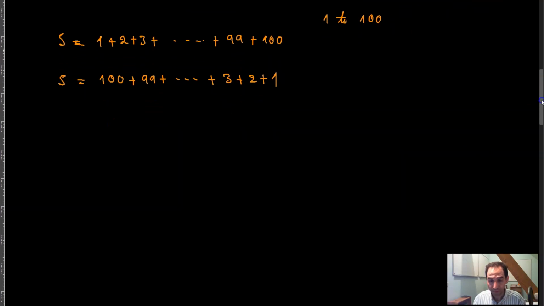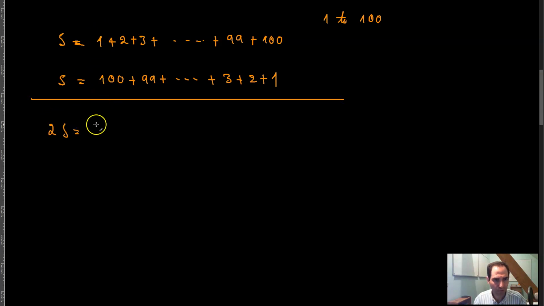And it's interesting that if you add these two equations together, you'll get 2S is equal to 100 plus 1 is equal to 101, 2 plus 99 is equal to 101, 3 plus 98 is equal to 101, and so on, all the way up to 3 plus 98 is equal to 101, 2 plus 99 is equal to 101, and 100 plus 1 is equal to 101.